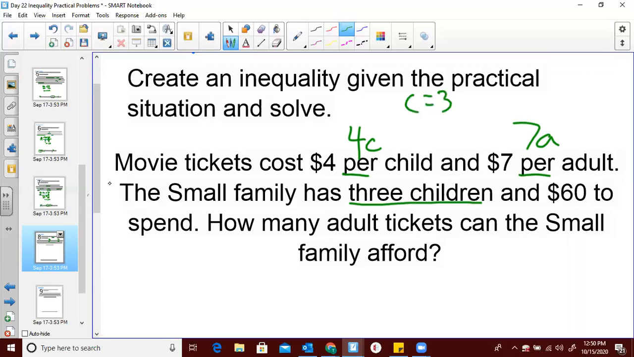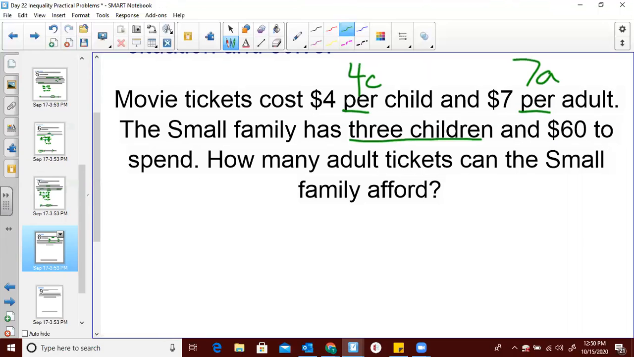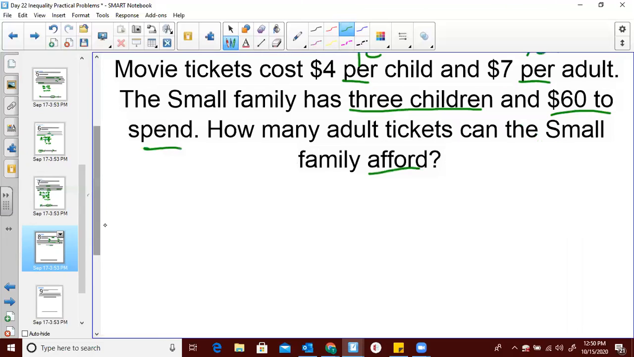Now we're just back down to one variable. And they have $60 to spend. How many adult tickets can the small family afford? Maybe "afford" is a hint here, because they can't spend more than 60 bucks. So that's going to be less than or equal to. I have my $60. Now I had my 4C, but I know that C is actually 3. And then I have my 7A.